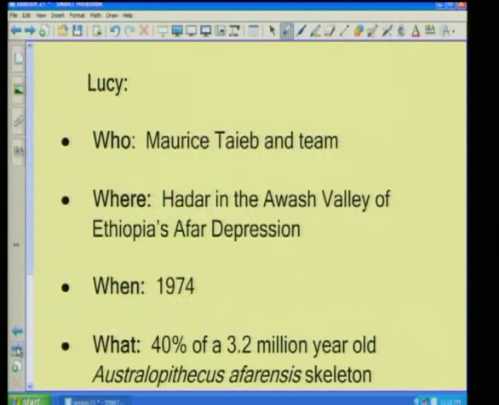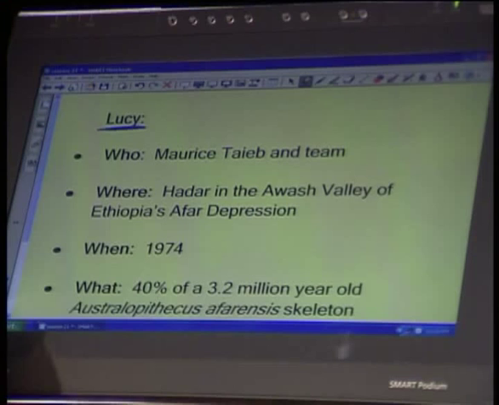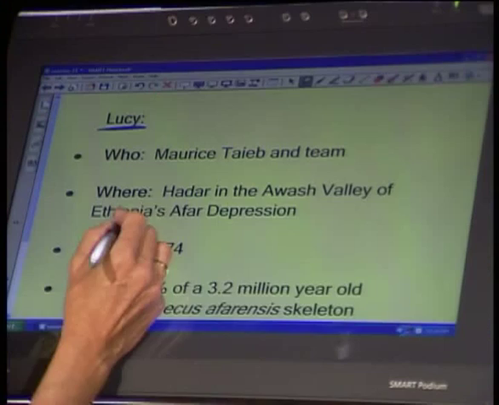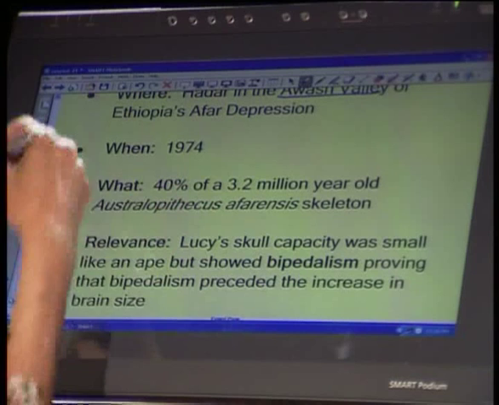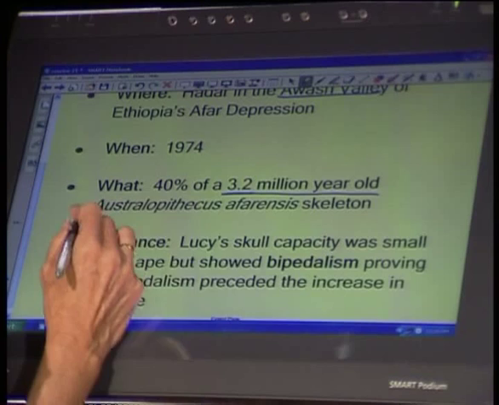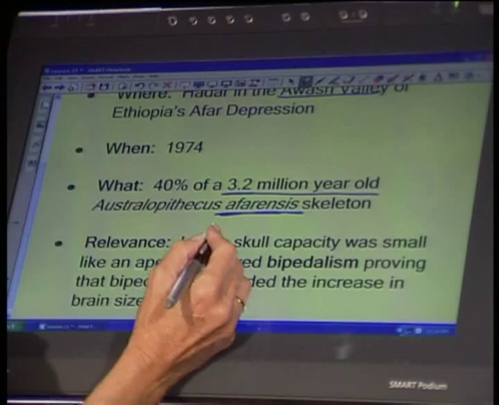Now, then we have little Lucy. Lucy sounds like such a gentle, sweet name. Wait till you see the skull. She was found by Maurice Taieb and his team in the Awash Valley in Ethiopia, also in 1974, so this was later. There's 40% of a 3.2 million year old Australopithecus, but not africanus. This is an afarensis skeleton. They've given them different names.